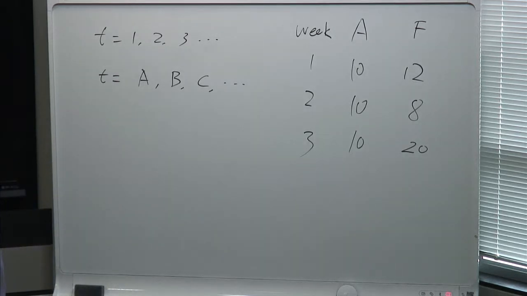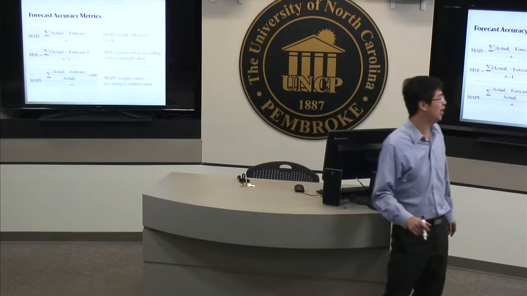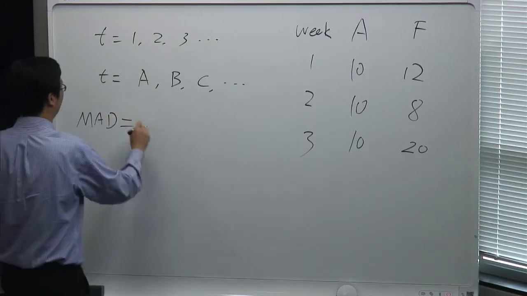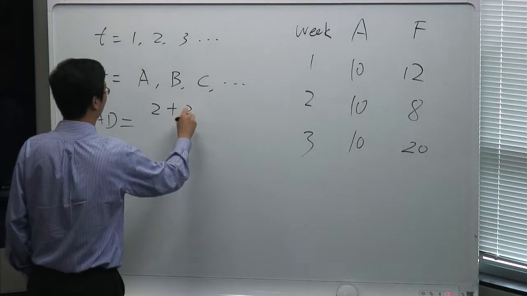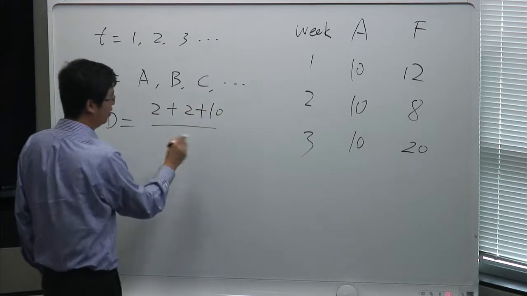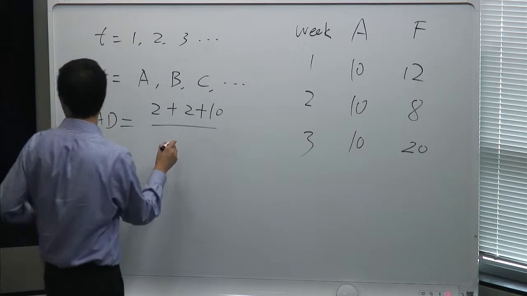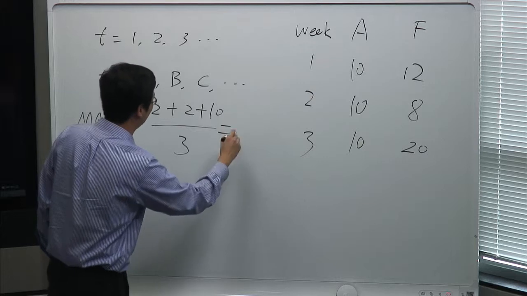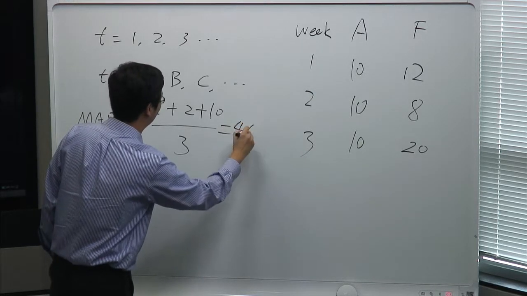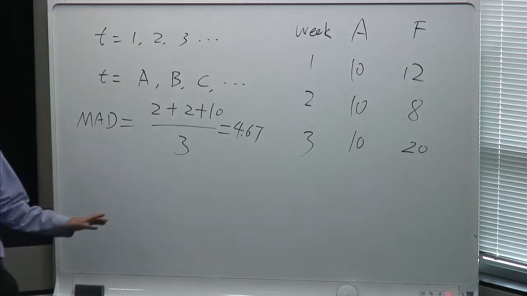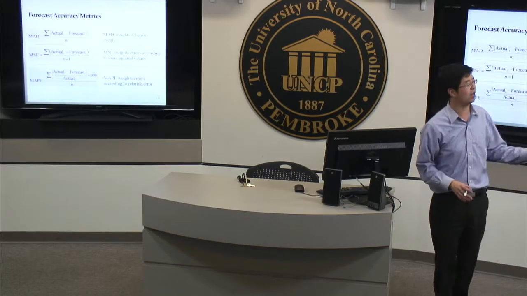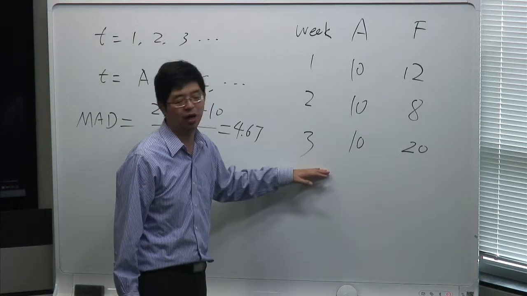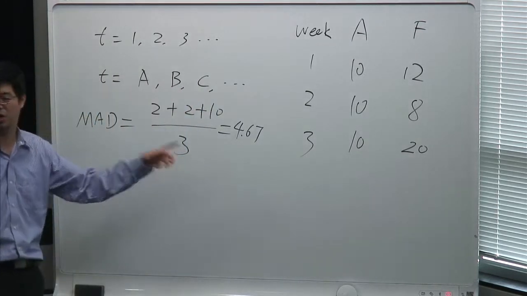When we see MAD, since we don't take the square, it's straightforward. MAD for this example is 2 plus 2 plus 10 divided by how many? 3. Very good. So it's 14 divided by 3, which is 4.67. That's MAD. If you see this result, because of the third period's forecasting, it's not so good, but it seems still okay.